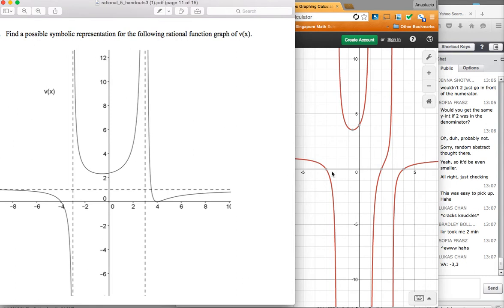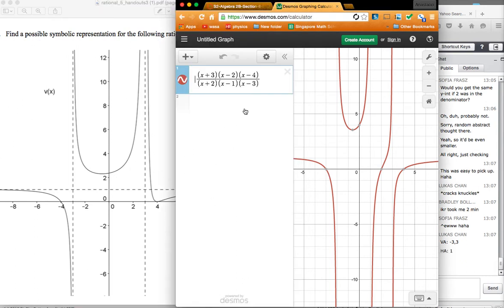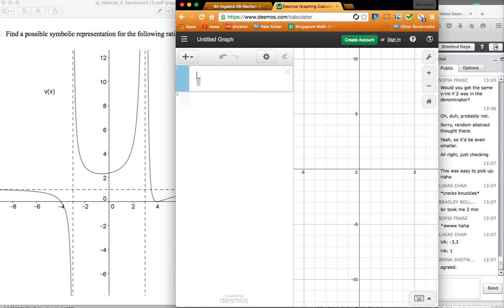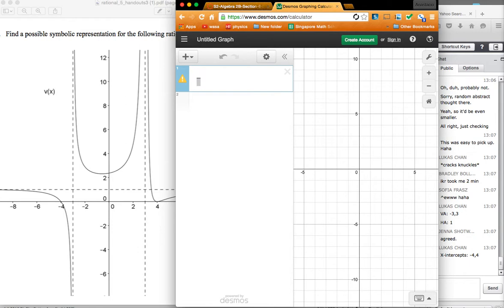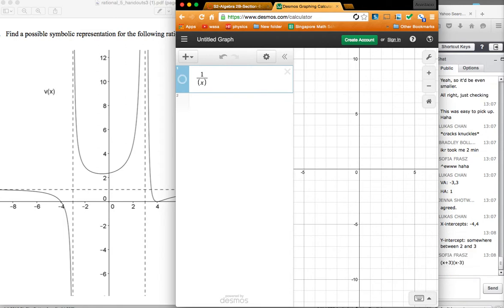All right. So check this out. Here's my graph. I have vertical asymptotes. Okay, so I know I have a fraction. I know that in the denominator of my fraction, I'm going to have an x plus 3 and an x minus 3. Perfect. I agree completely with you guys.